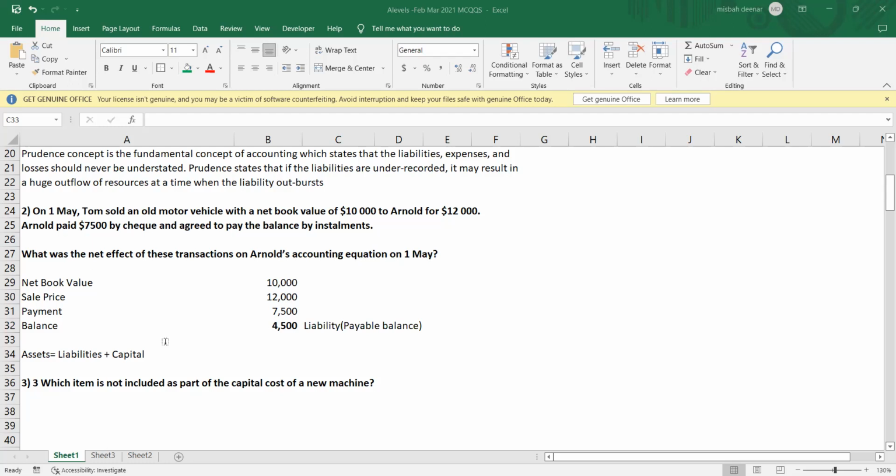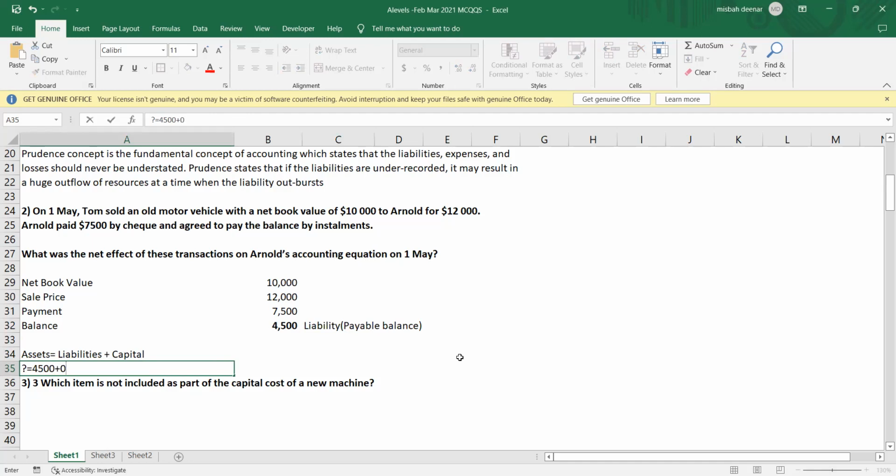So let's see the accounting equation. The accounting equation is assets equal to liability plus capital. So assets question mark, liabilities 4,500. Let me ask you a random question: Arnold is purchasing an asset. Is he paying by shares? Is there anything which involves movement in the share capital? No. So the capital is 0.